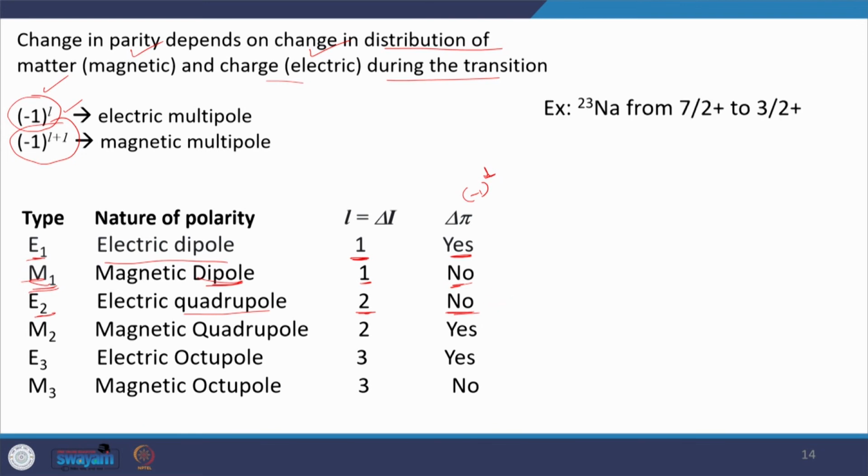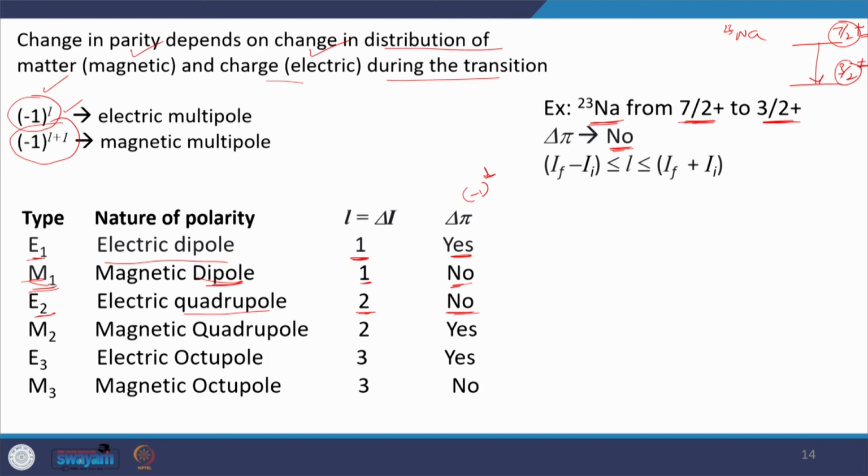Let me take one example for better understanding. Let me take the nucleus sodium 23. It is undergoing a transition from a state characterized by 7/2 plus to 3/2 plus. Here, the fraction denotes the total angular momentum, also called spin, and plus is the parity. Now, what are the possible values? Is there any change in the parity? You can clearly see that there is no change in the parity because it is plus, it is plus. This is clear from here.